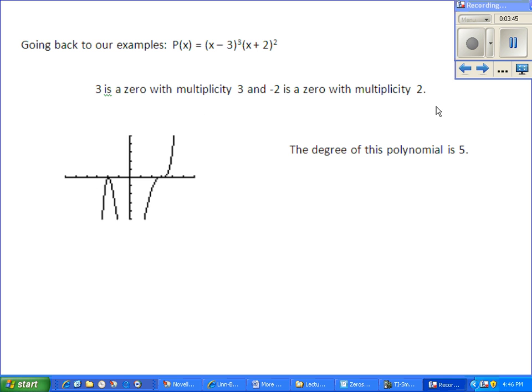And the total degree of this polynomial is going to be 5. If we were to multiply it all out, we'd have x to the 5th power. And a quick way to get that is by adding up the exponents.